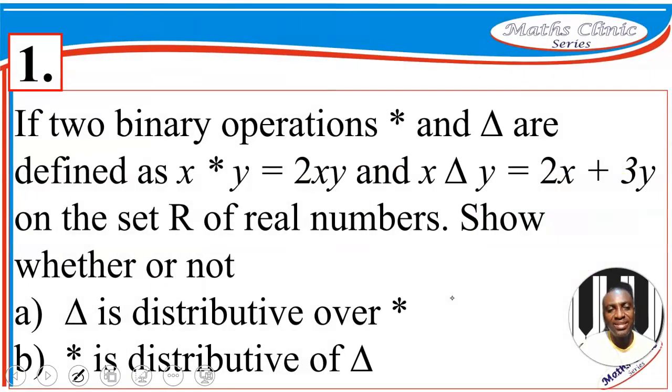Let's say you are given a question like this. If two binary operations, star and triangle, are defined as x star y is 2xy, and x triangle y is 2x plus 3y, on the set of real numbers, we want to show whether or not operation triangle is distributive over operation star, and we also want to test whether operation star is distributive over operation triangle. You can pause the video and try your hand on this. Right, now let's see how it goes.